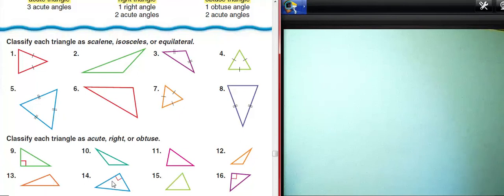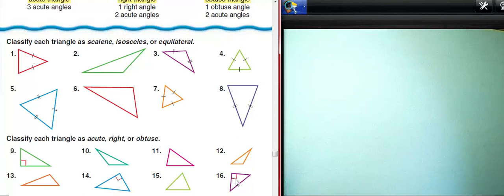Question 14, we have three angles, one of them the measure of it equal 90 degrees, so this triangle will be right triangle. And what about this triangle? We have three angles, the measure of all of them less than 90 degrees and more than 0, then the triangle will be right or obtuse? No, it will be acute. We must write acute. This triangle, number 15, is acute because all angles are less than 90 degrees and more than 0. And what about question 16?